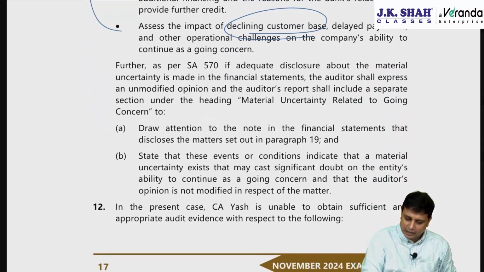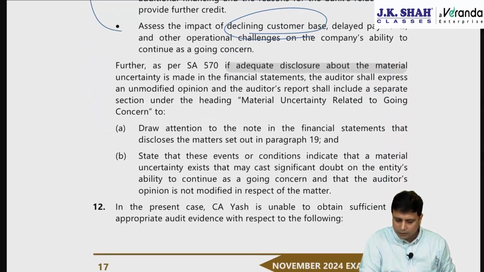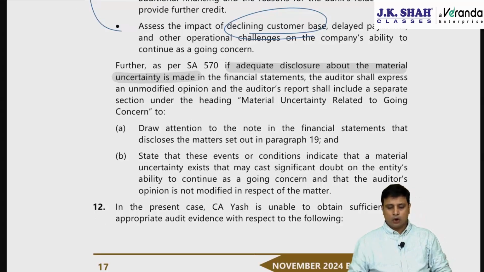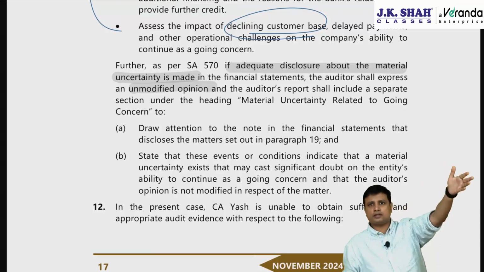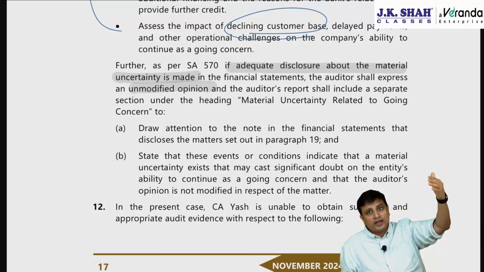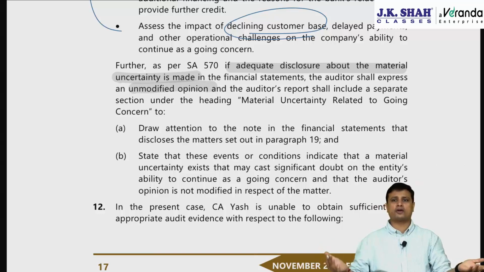Further, if adequate disclosure about the material uncertainty is made, the auditor shall express an unmodified opinion. Why an unmodified opinion? See, they have given the disclosure. If the management fails to provide a disclosure, I will have to modify my opinion.